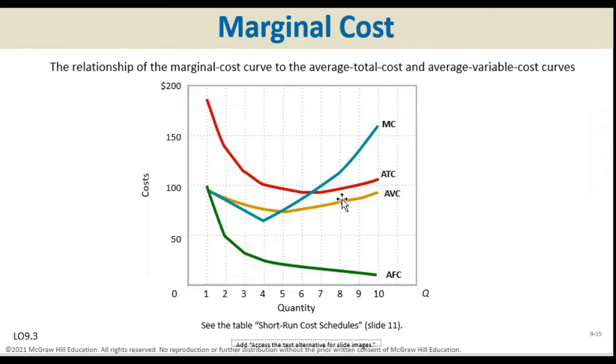A similar thing happens when the MC is below the average variable cost. You see, that's why the average variable cost decreases, right? And when it's above, it increases, right? So marginal decisions are a very important factor for a business to determine what level to produce, and what level to produce ultimately determines the level of profit, right?